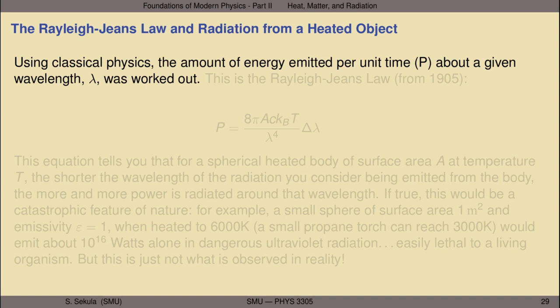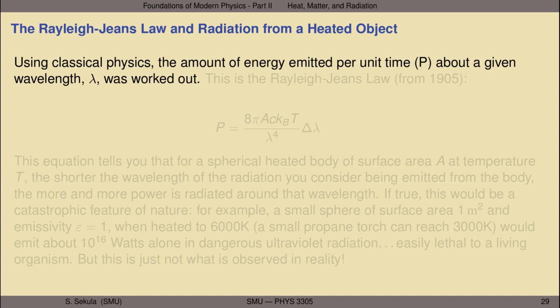Now, with that introduction in mind, let's take a look at a classical physics attempt to predict the amount of energy emitted per unit time about a given wavelength, lambda. This was worked out in the early 1900s and answers the question, how much power is emitted in, say, the ultraviolet range, around 240 nanometers, in some window around 240 nanometers? How much power is emitted in the range of red light, around, say, 740 nanometers, in some window around that? Answering that question in little steps through the electromagnetic spectrum will give you a picture of how power is distributed as a function of wavelength in the emitted radiation.